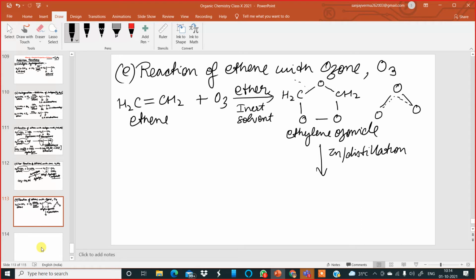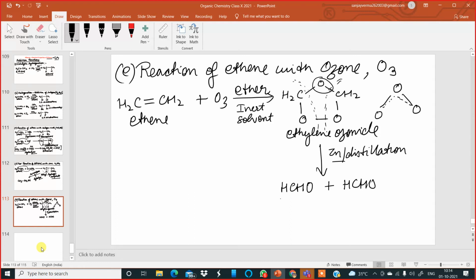It gets converted to an aldehyde. So two molecules of aldehyde are formed. This is how the bond breaks over here, and then it forms HCHO, that is aldehyde, another molecule HCHO. Okay, so zinc combines with this oxygen to give zinc oxide as a byproduct.